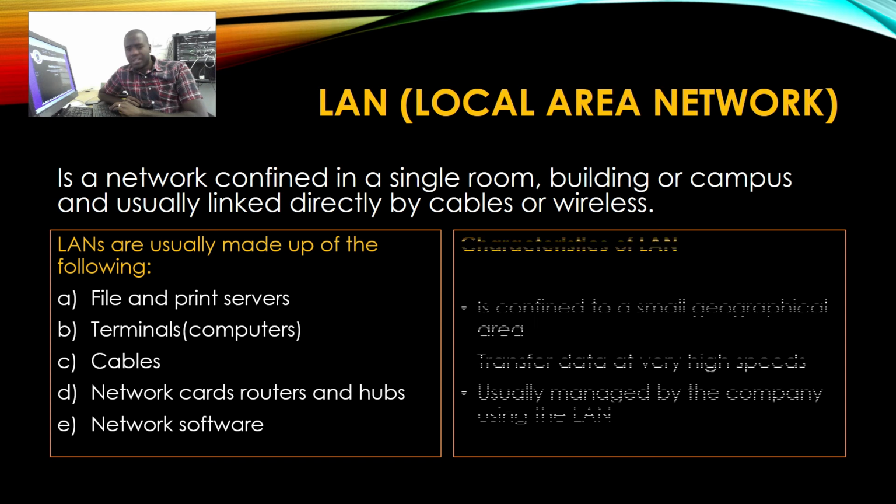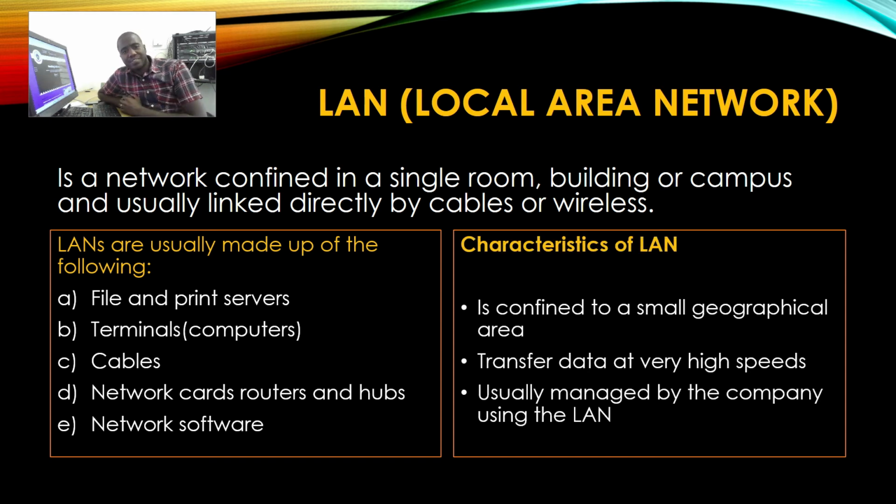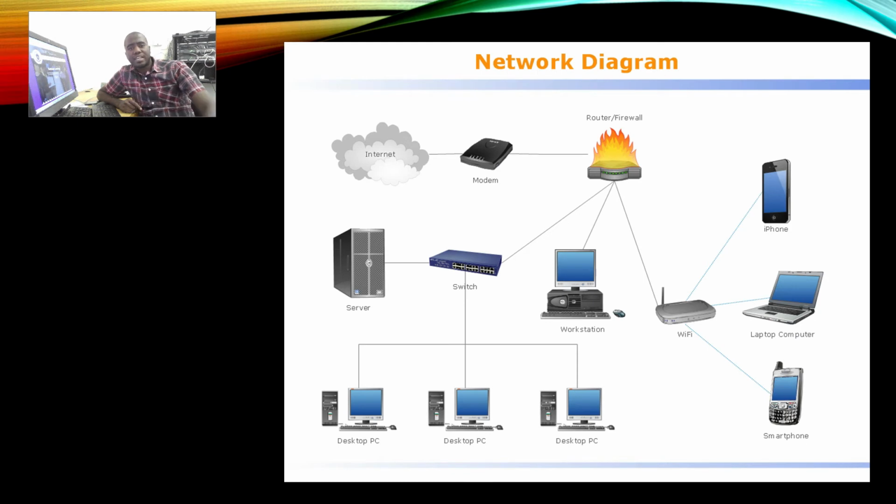So what are the characteristics of a LAN? The first one is that it is confined to a very small geographical area. And then data transfer on a LAN is usually of very, very high speed. And then it is usually managed by the company using that LAN. So you see that here at Sunshine, we service our own LAN. Every company will be responsible for managing their own network. That's what it means.